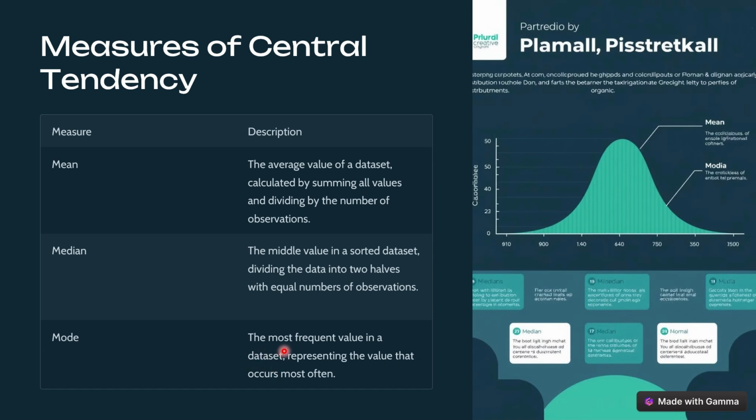And third is mode. Mode is the value that appears most frequently in your data set. It is a simple but effective measure, especially for categorical data. For example, if you are analyzing the favorite color of a group of people, the mode would be the color that most people prefer.